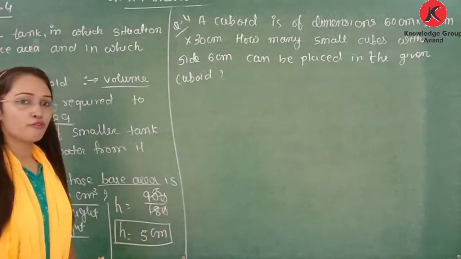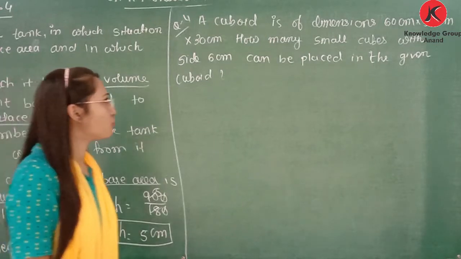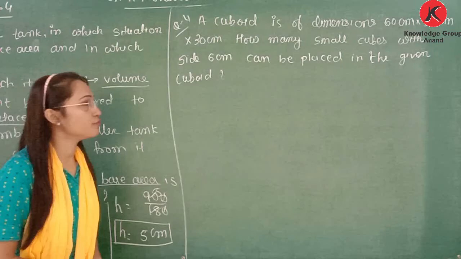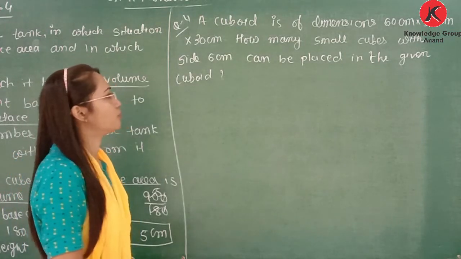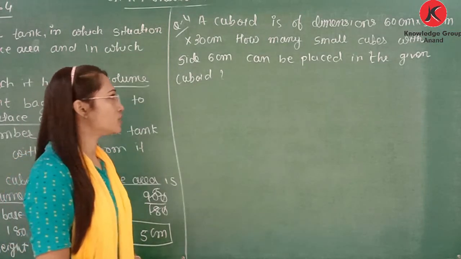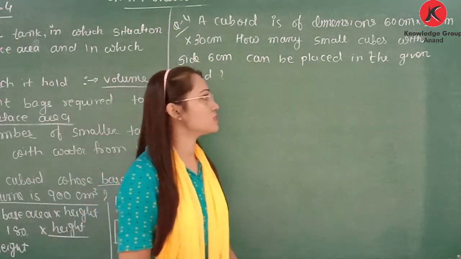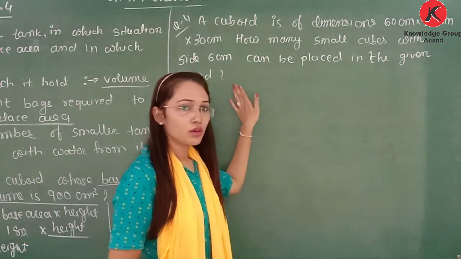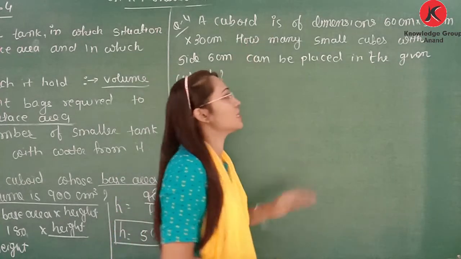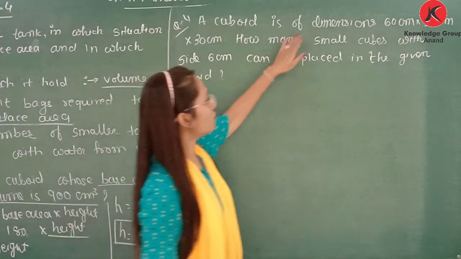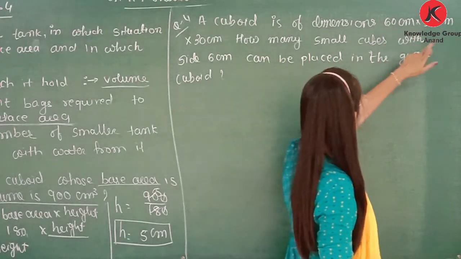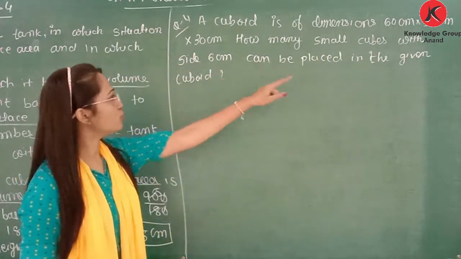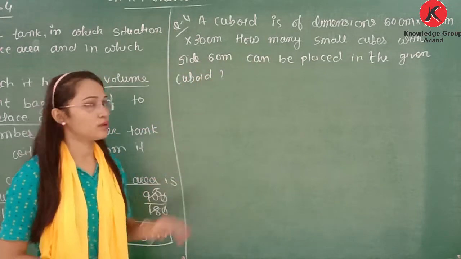Now we will take question number 4. Question number 4 is: a cuboid is of dimension 60 cm, 54 cm and 30 cm. How many small cubes with size 6 cm can be placed in the given cuboid? So there is one bigger box, for which the dimensions are 60 cm, 54 cm and 30 cm. How many small cubes with size 6 cm can be placed?